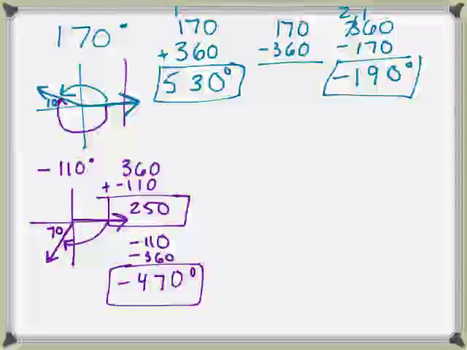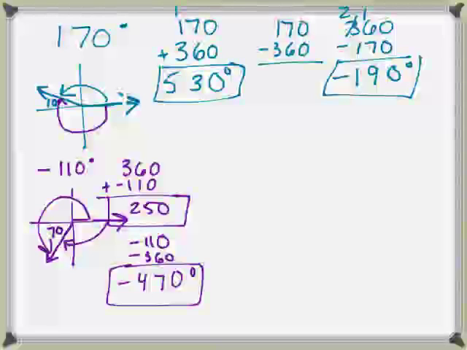Or, on this last one, I could see that positive angle of 250 by going around in the positive direction. 180 and 70 makes 250. Okay, so you can see your coterminal angles as well.